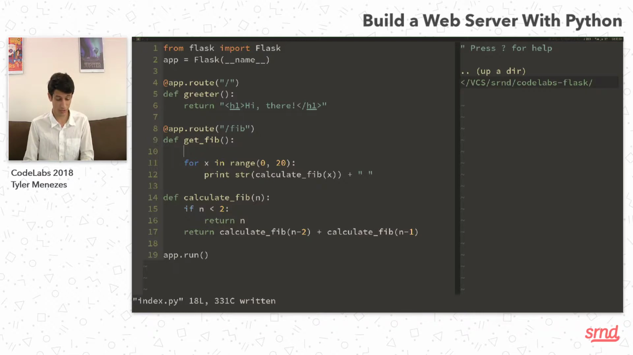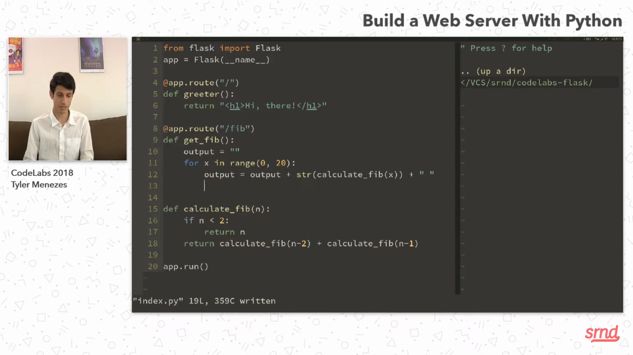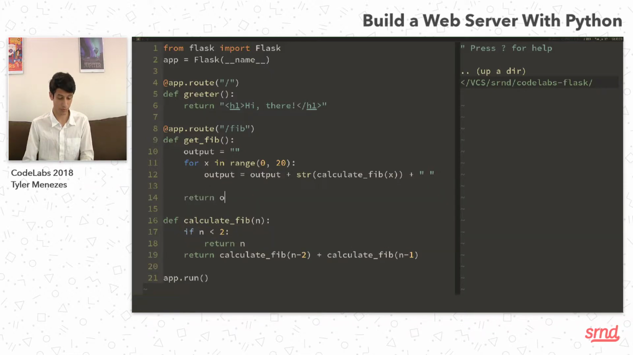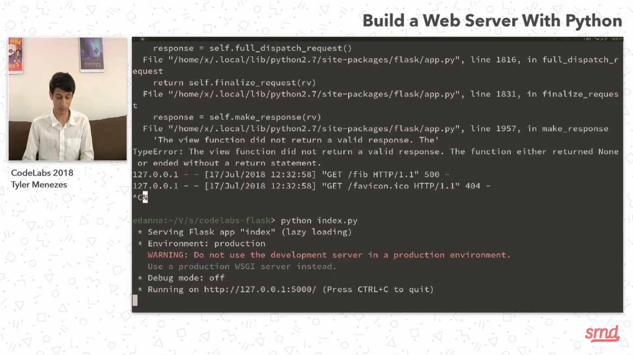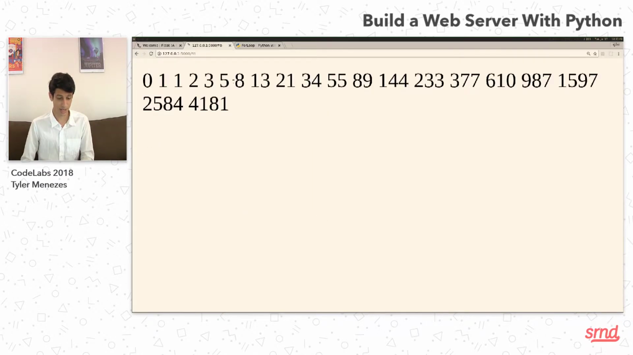So we'll create a new variable, we'll call it output, and it will just be an empty string. What we can do is take output is equal to output plus the Fibonacci sequence, and then we'll return output. And now you can see why perhaps that other way of doing it was a little bit more concise. And oh, check that out, we've got all of our Fibonacci sequences.